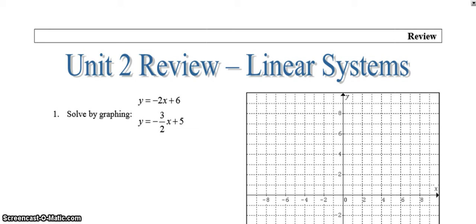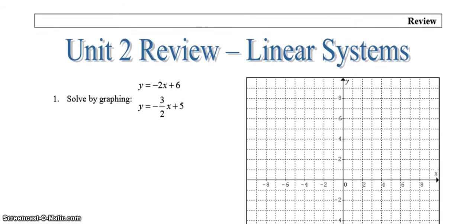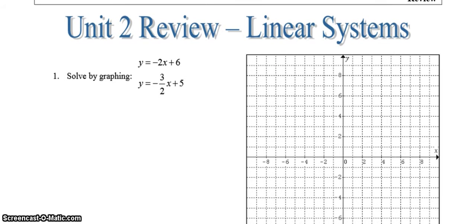So here's your Unit 2 review. Unit 2 was linear systems, which was basically taking two lines and determining where they intersect. So let's start by looking at these graphically.